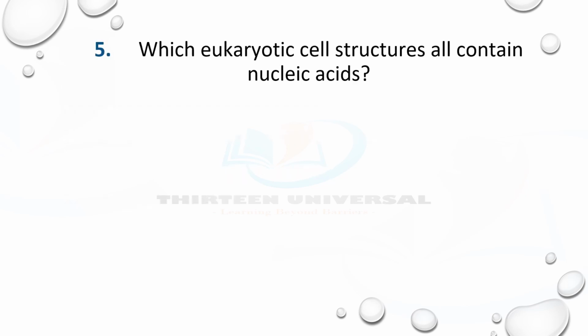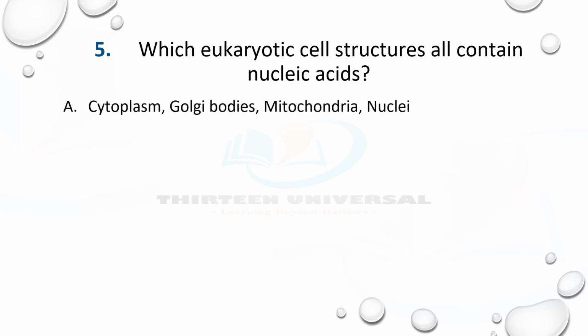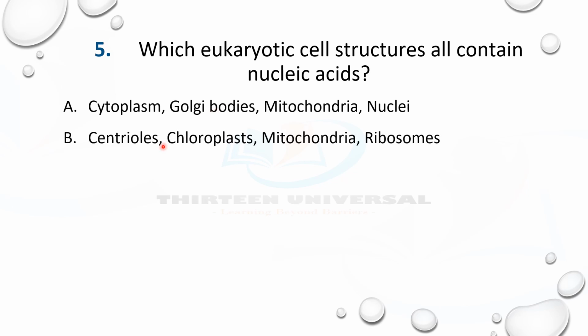Which eukaryotic cell structures all contain nucleic acid? Wow, that's interesting. Cytoplasm contains nucleic acid. Messenger RNA is found there, moving from the nucleus. Transfer RNA is found in the cytoplasm. Of course, in prokaryotic cells, DNA can be found here because the DNA lies freely. They have cytoplasmic DNA. Now, Golgi bodies don't have nucleic acid. So that disqualifies A, eliminates it.